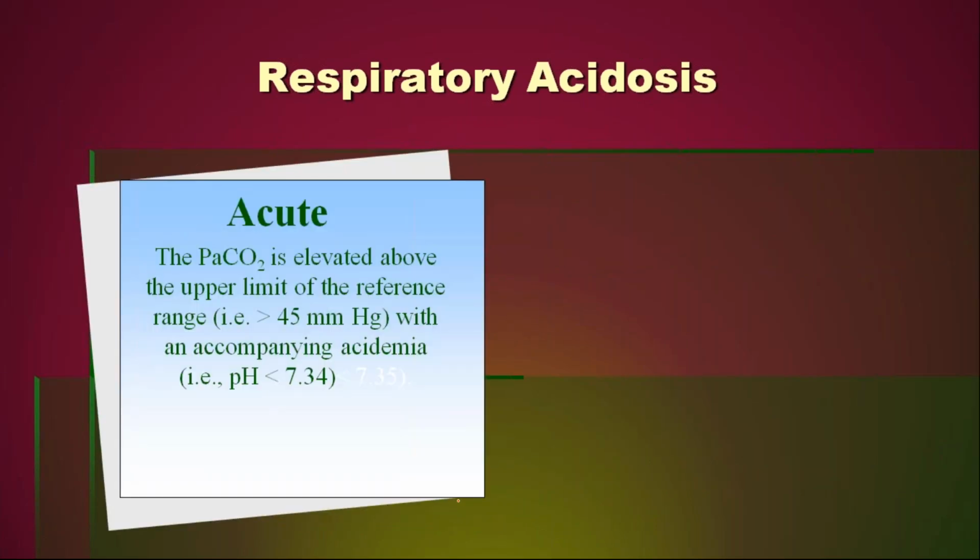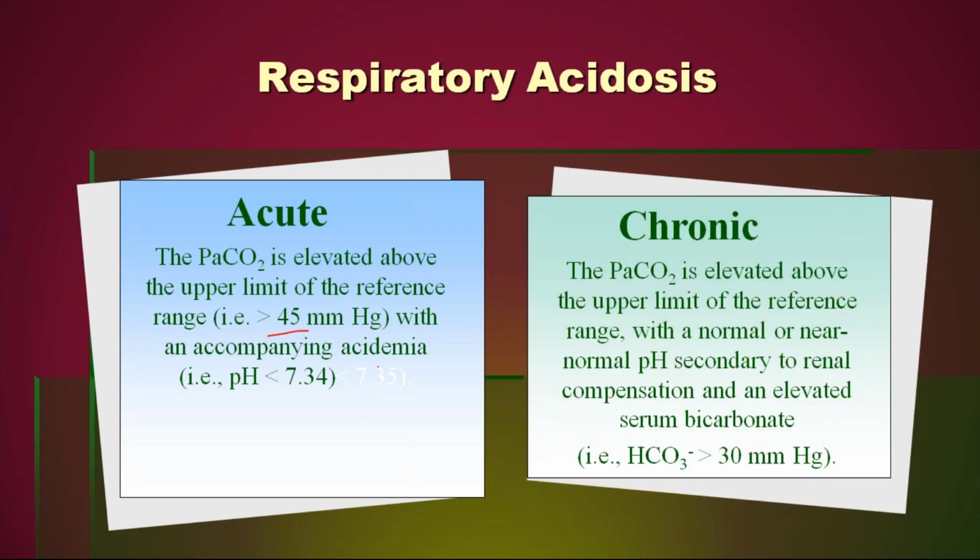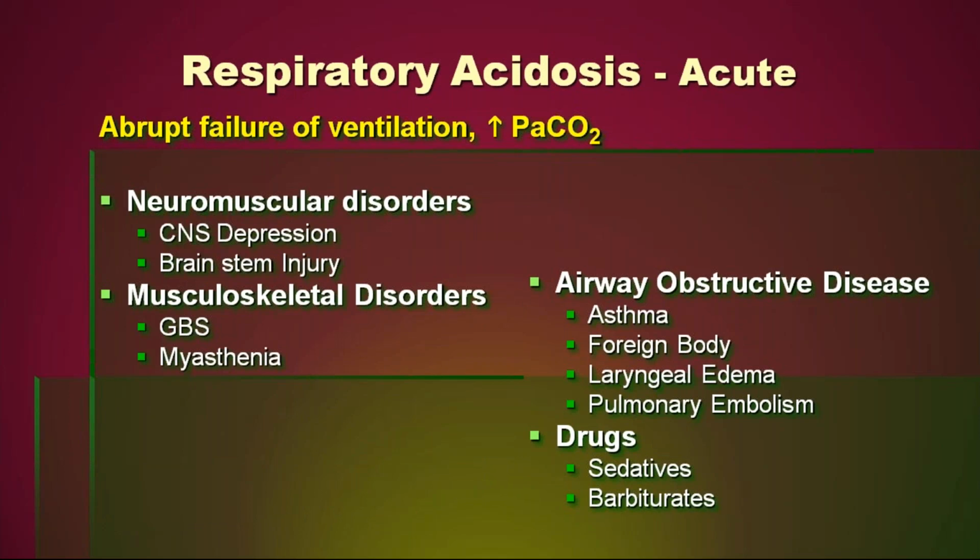In acute respiratory acidosis, PCO2 is elevated above the upper limit, that is above 45. I have to repeat the slide actually. We'll go to that. Which conditions cause this one? Acute means there is an abrupt failure of the ventilation, so the PCO2 rises.